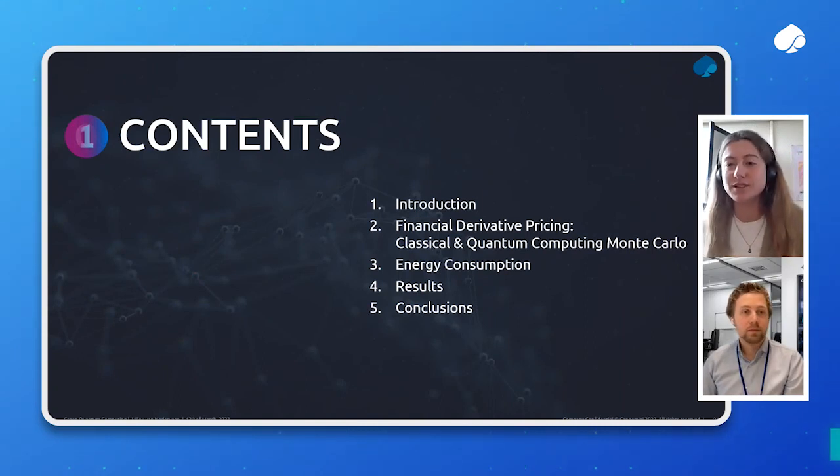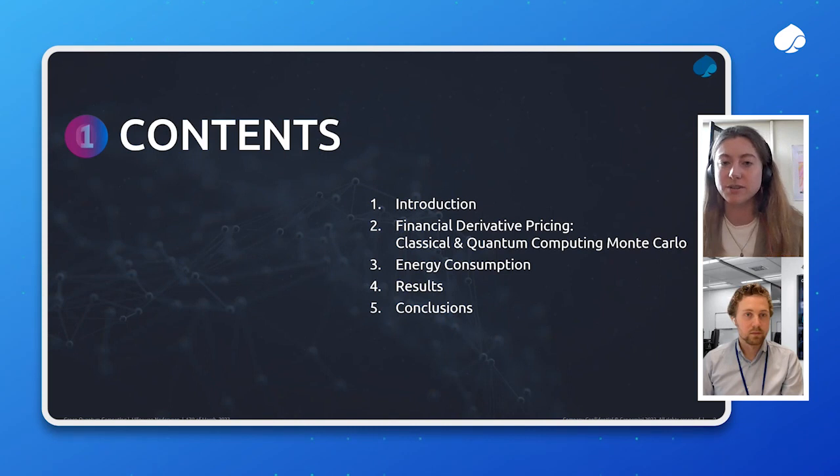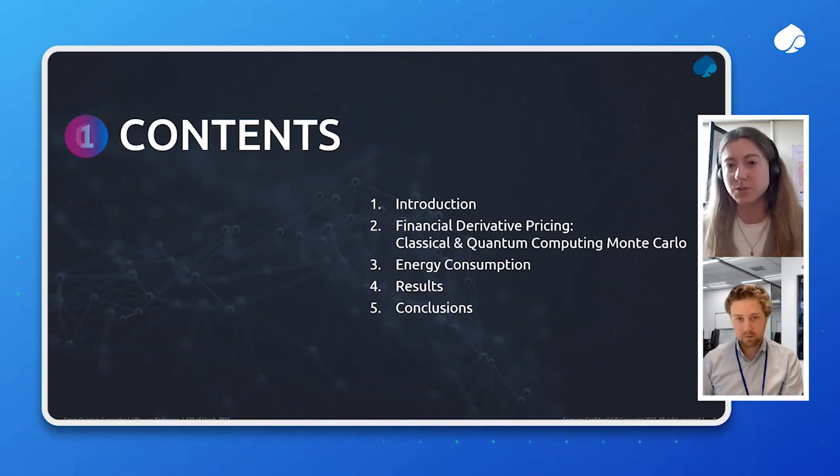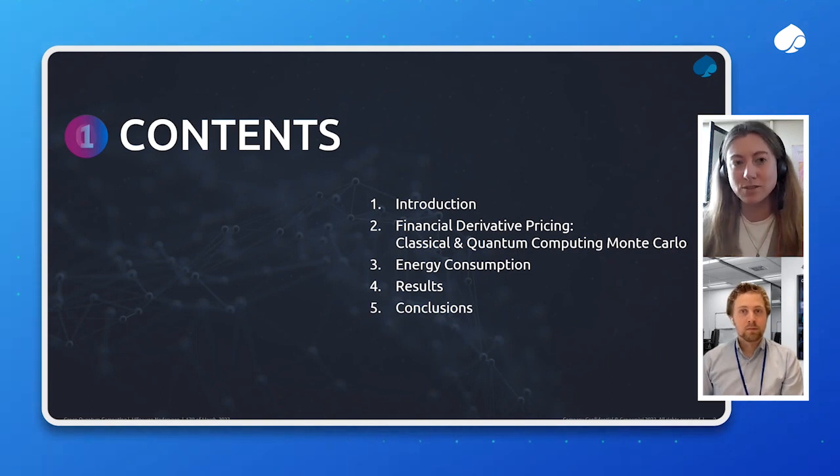So I'll first give a short introduction to the topic, then I'll dive more into the financial derivative pricing and the classical and quantum algorithm used for this. Then we'll talk more about the energy consumption of a quantum computer compared to a classical computer. And then finally, some of my results of the internship and the conclusions we can draw from this.